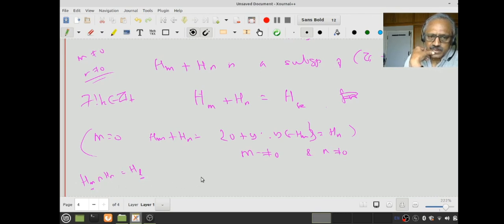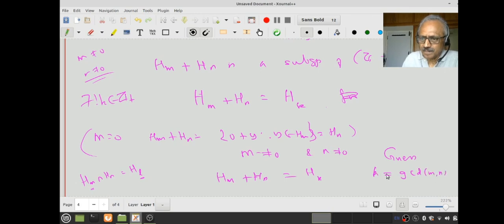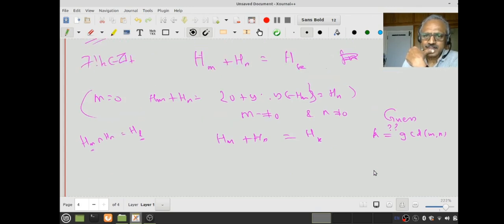Similarly, I can expect in this case HM plus HN equal to HK. This K must have something to do with M and N. Make a wild guess. How many of you get it? You may be wrong. It doesn't matter. Say that. This is my guess: K is the GCD of M and N. This is what you have to check. You follow that? Yes? Okay.